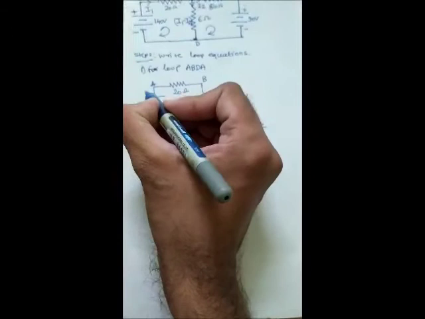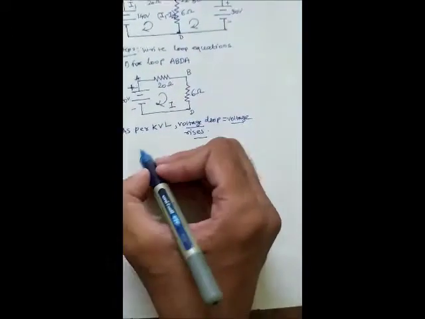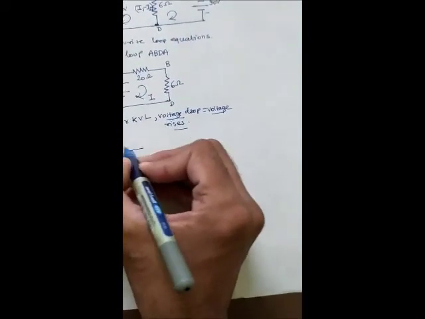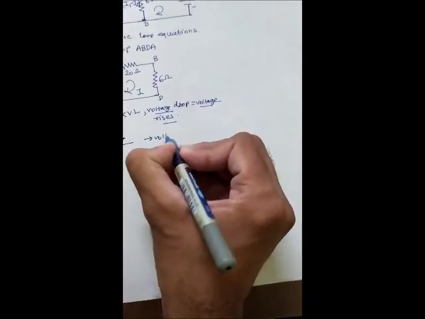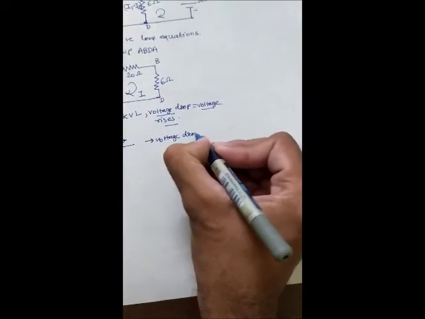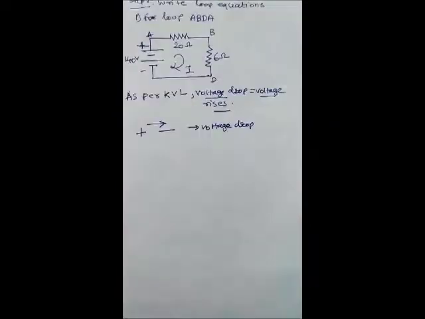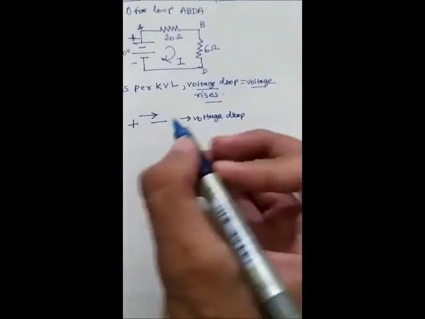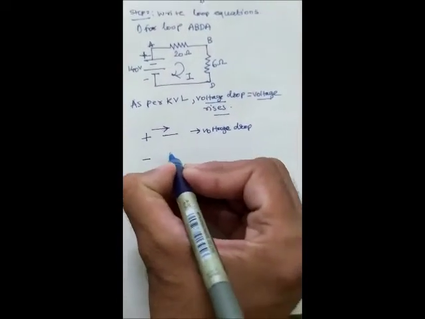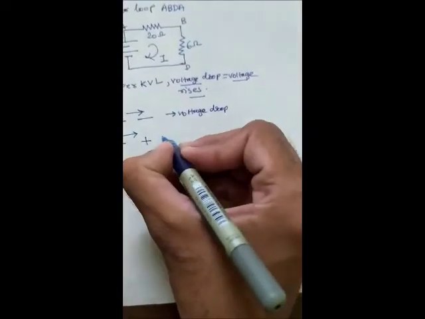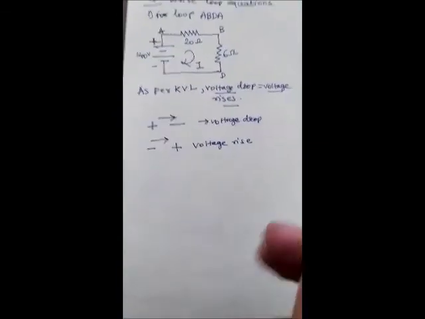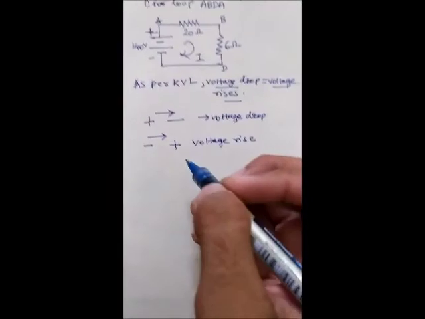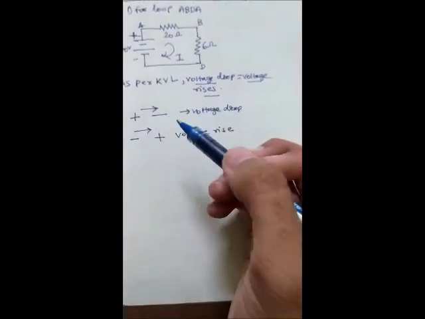Now I have told you in the last lecture that when current is flowing from positive to negative, there is a voltage drop or potential drop occurring. Okay, when current is flowing from positive to negative, voltage drop is occurring, and when current is flowing from negative to positive, voltage rise is occurring. So according to this we have to solve the numerical. We have to solve the given loop circuit. Okay, so mark out the loop.